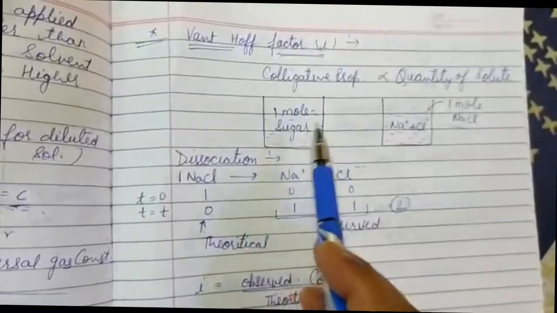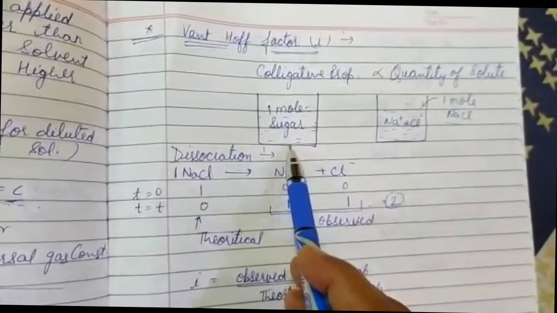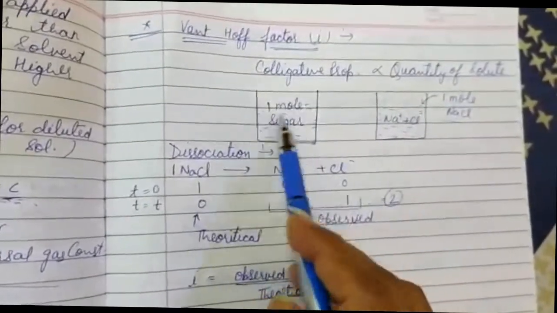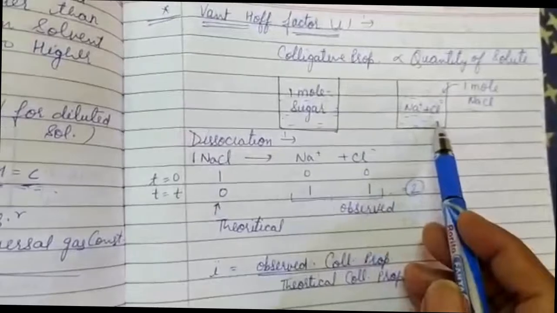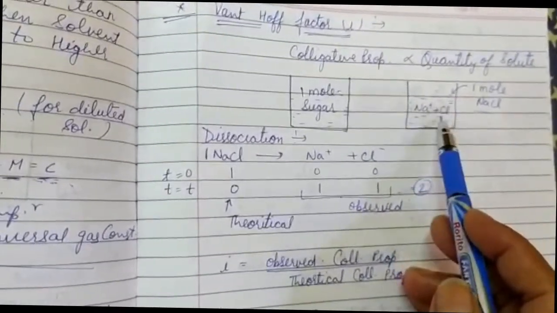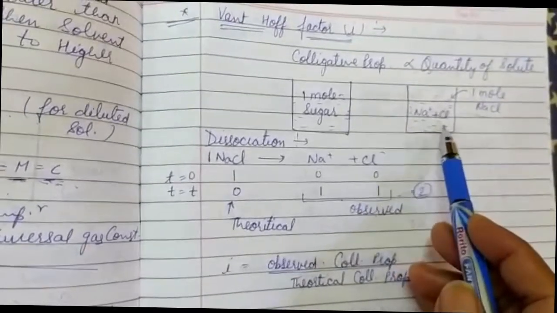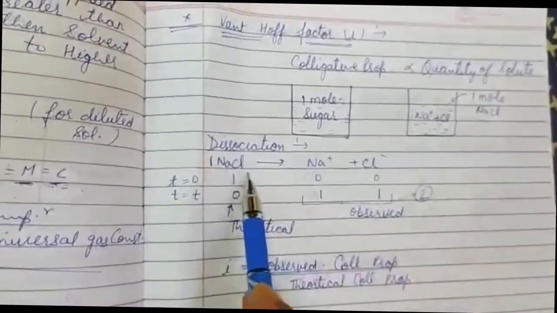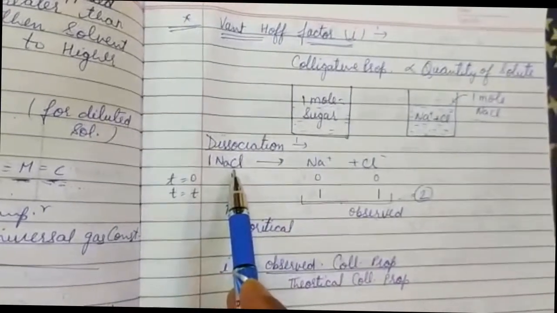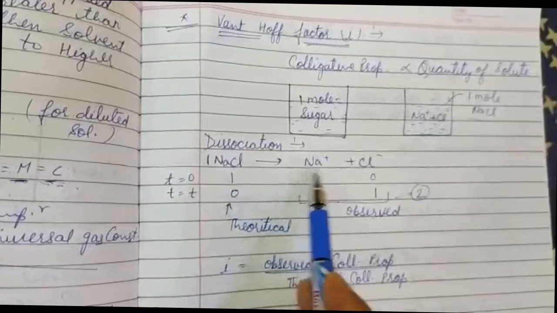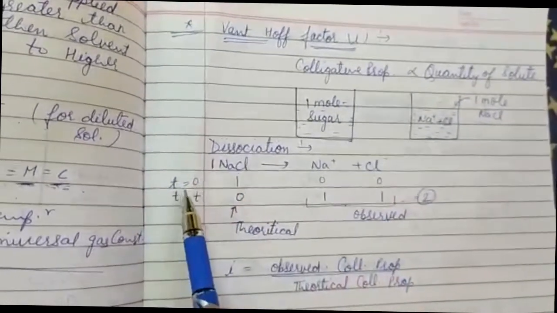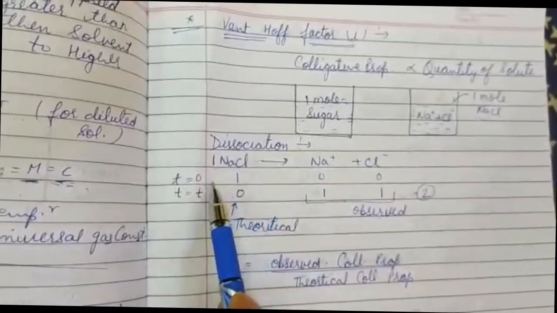The 1 mole of sugar remains as it is after dissolving in the water. Means sugar particles will not associate or dissociate. Their quantity remains the same, 1 mole only. But what will happen to NaCl? After dissolving in the water or the solvent, NaCl will dissociate into Na positive and Cl negative. Here we can see dissociation. When we dissolve 1 mole of NaCl in the water, it dissociates into 1 mole of Na plus and 1 mole of Cl negative.